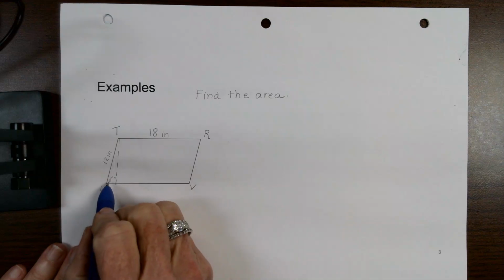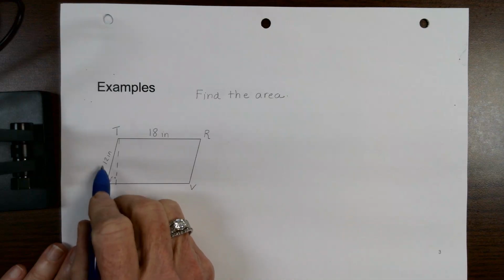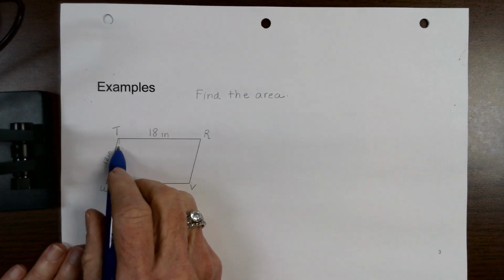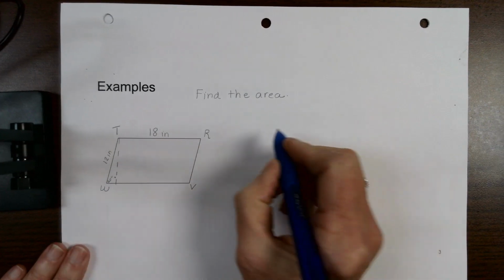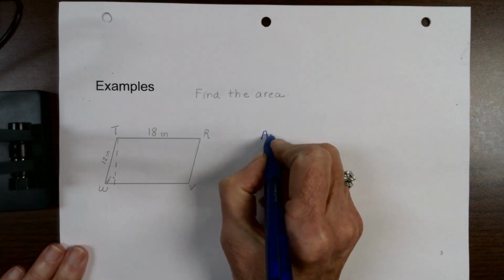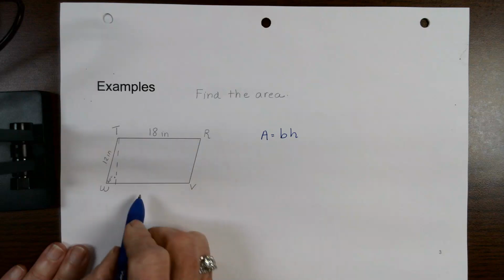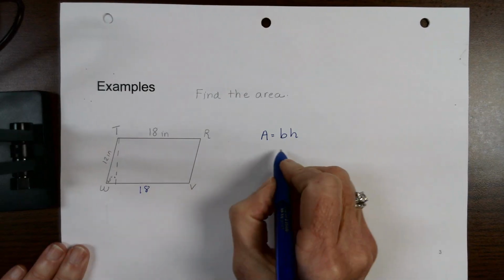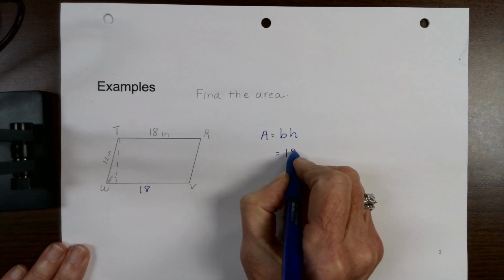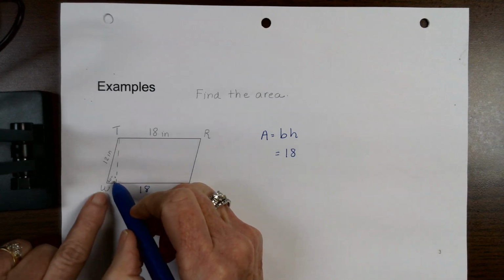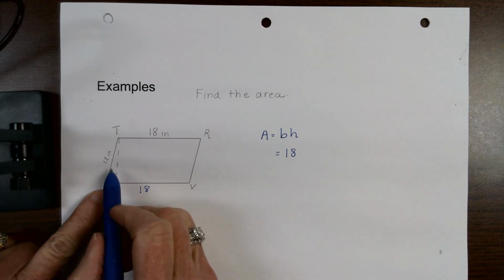Okay, so this 60-degree angle right here is going to make a big difference because that's going to tell you how to get the height here. So the area is going to be the base times the height. Well, if that's 18, this is also 18. So I have that much. It's 18 inches. Now, to get the height, I'm going to have to use a little trig.